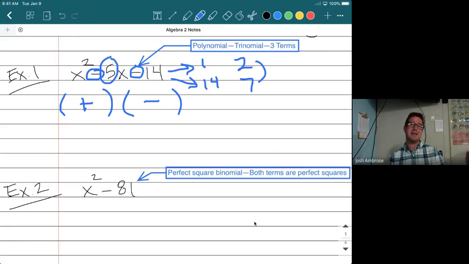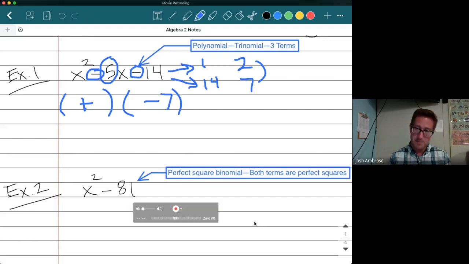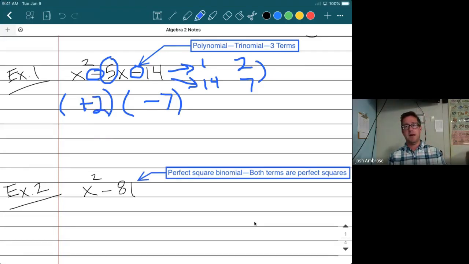Can we create negative 5 with the numbers 2 and 7? Yes, we can. If we put the 7 right here in front of a negative, and the 2 right here in front of the positive, that will create negative 5. Positive 2 minus 7 creates negative 5.